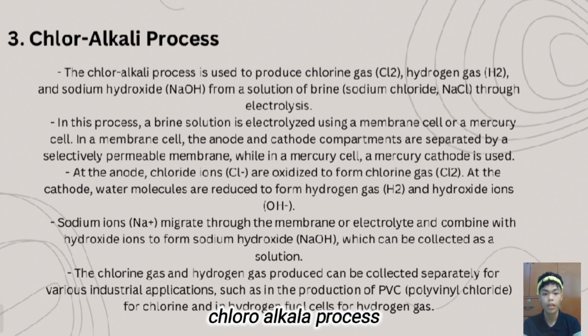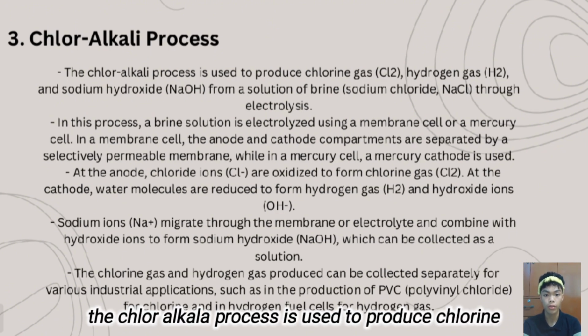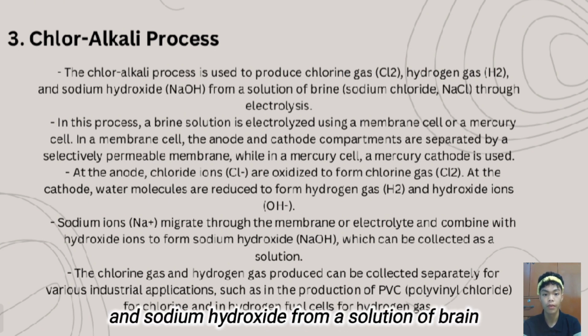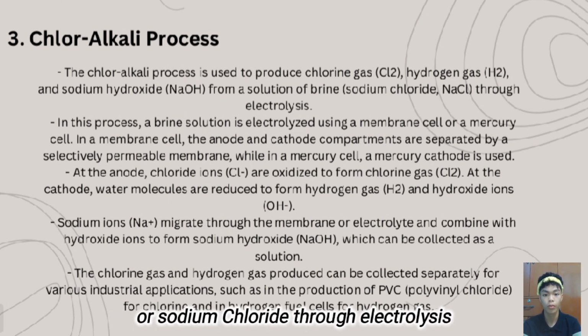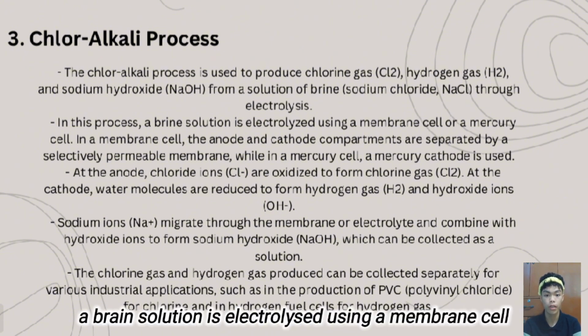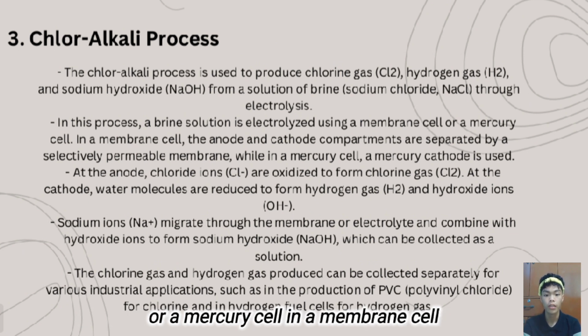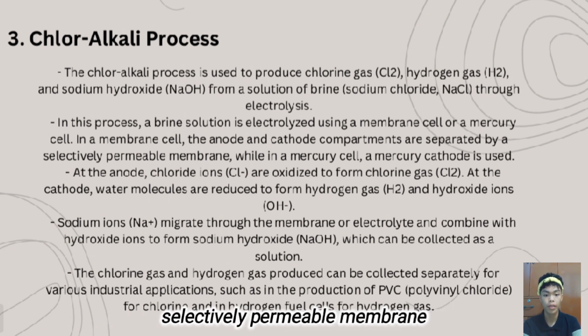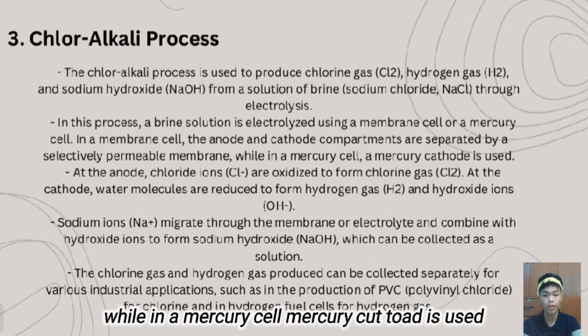Chlor-alkali process. The chlor-alkali process is used to produce chlorine gas, hydrogen gas, and sodium hydroxide from a solution of brine, or sodium chloride, through electrolysis. In this process, a brine solution is electrolyzed using a membrane cell or a mercury cell. In a membrane cell, the anode and cathode compartments are separated by a selectively permeable membrane, while in a mercury cell, a mercury cathode is used.